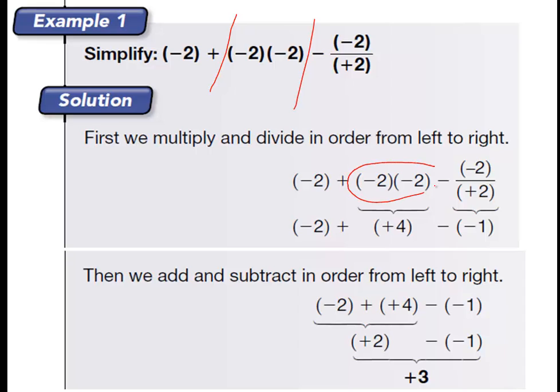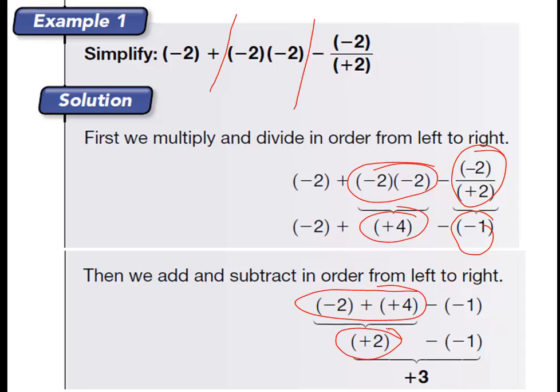We can do our middle multiplication here. A -2 and a -2 is a +4. And then doing our division, +2 goes into a -2 one time, but it's a negative. So it's a minus a -1. So we've combined our terms there. And then we come down here, and now we can add our -2 and our +4 together. That gives us 2, and 2 minus 1 becomes a +1. Right? This here becomes +1, so 2 plus 1 equals 3. And our answer is 3.